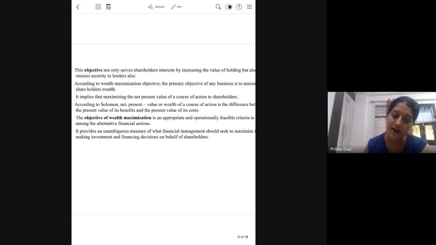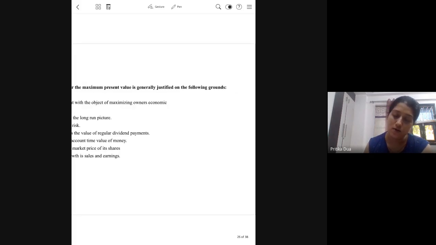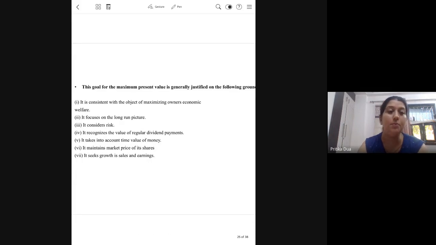Now, once we have defined the objective of wealth maximization, we move to a critical analysis. The positives of the wealth maximization objective are that, first and foremost, it is adding to the wealth of the shareholders. It is focusing on the long-run picture. So it's not considering a single cash inflow, but all the benefits and costs associated with the project over its lifetime. In that sense, you are not having a short-term approach, but a long-term approach. It considers risk, the quality of benefits point will also be addressed here, and the time value of money will also be addressed.